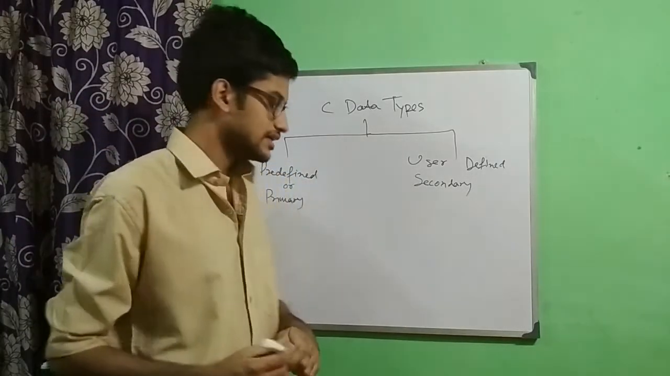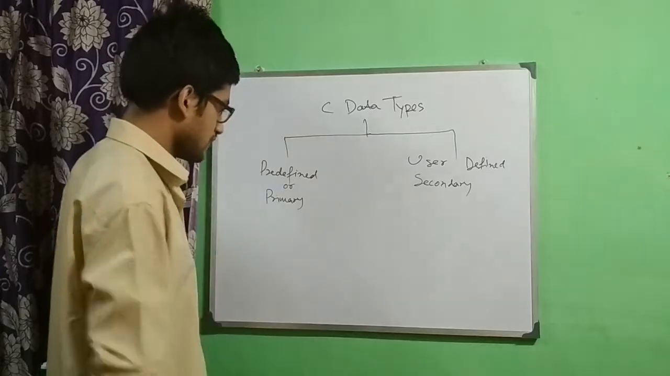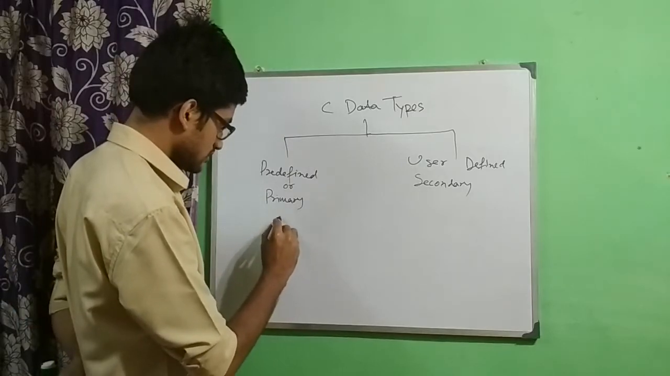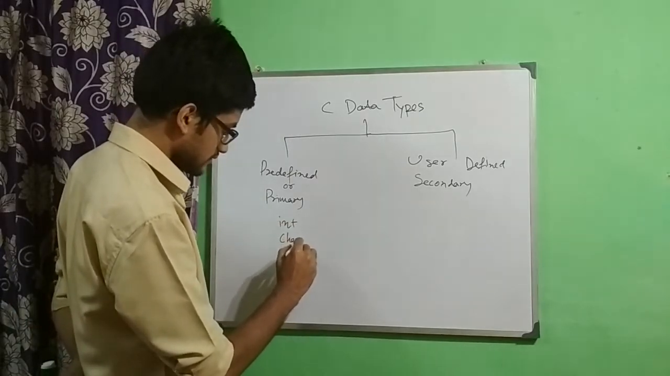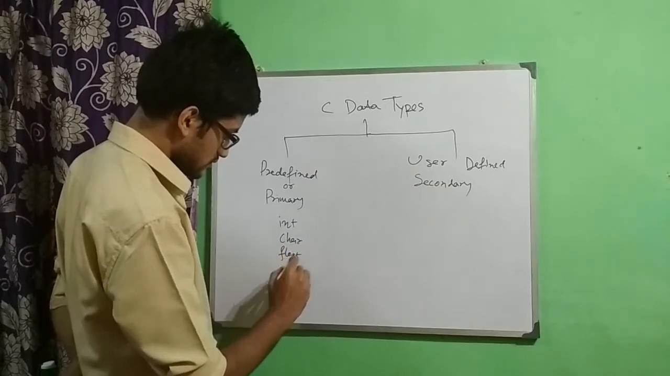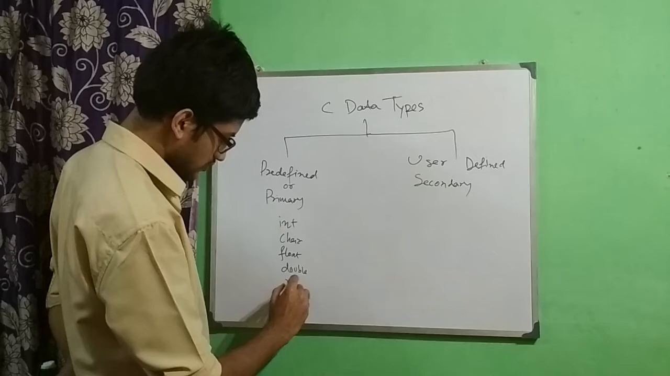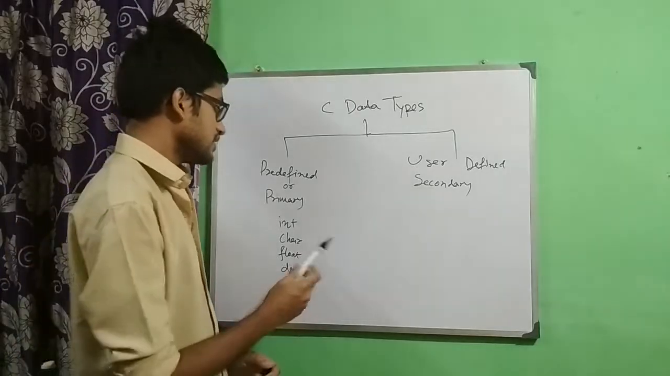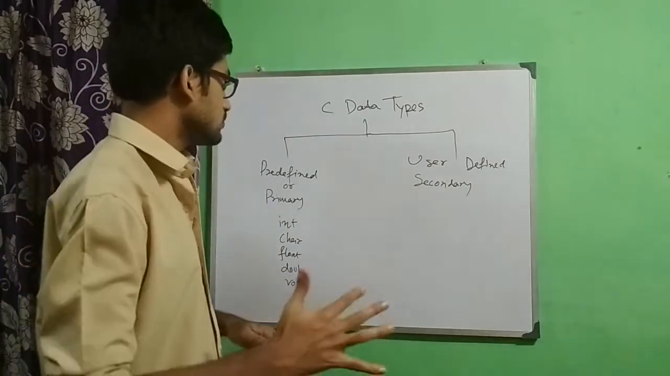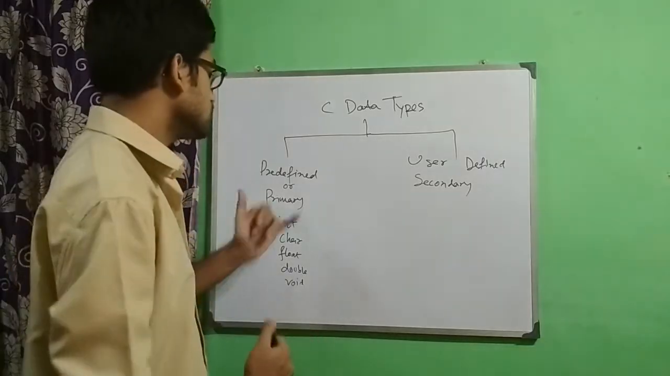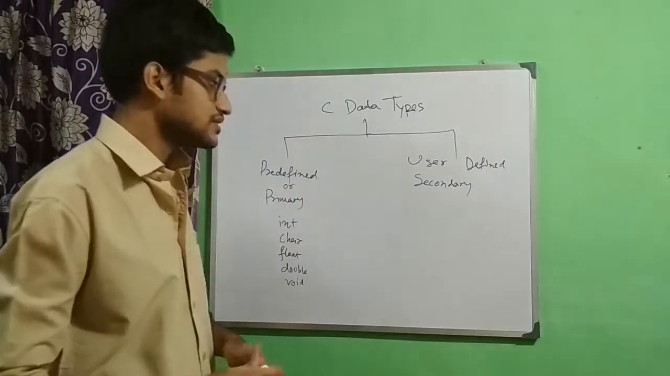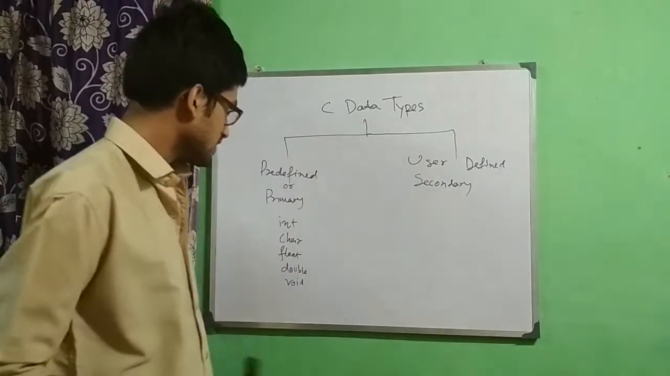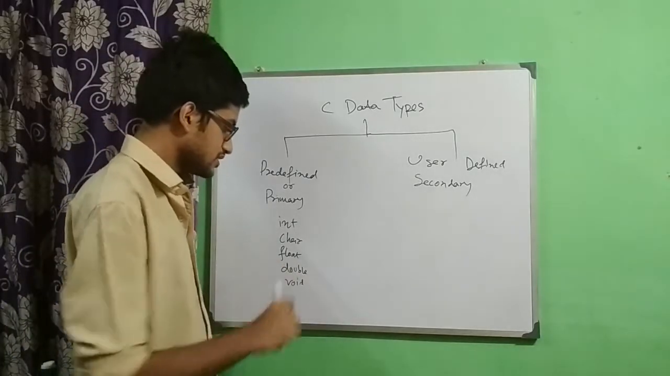Now let us see which predefined or primary data types are available in our language. The first one is int, char, float, double, and finally void. So these are the 5 types of predefined or primary data types. The C data types are divided into 2 types, and each of these is again divided into a few subtypes. In the case of primary data types, we have int, char, float, double, void.